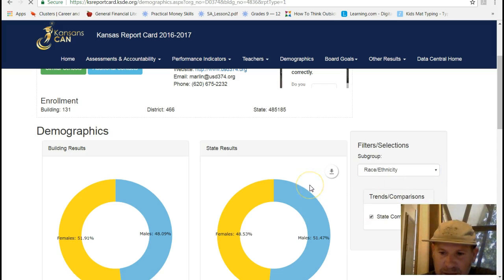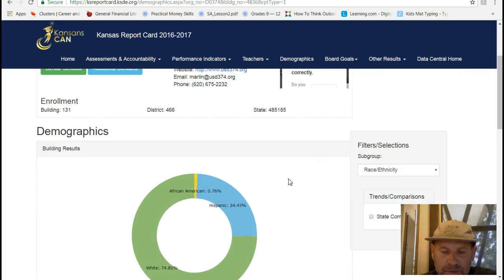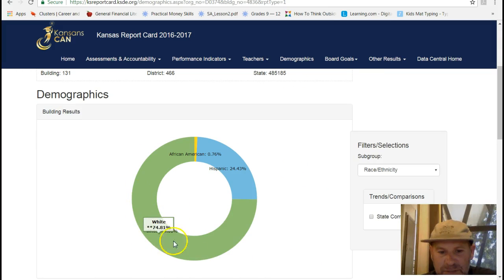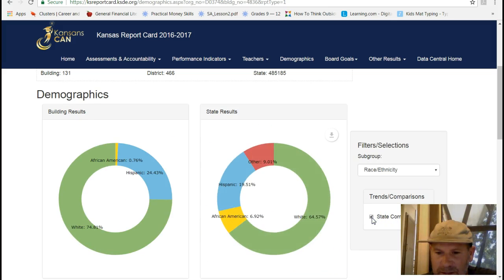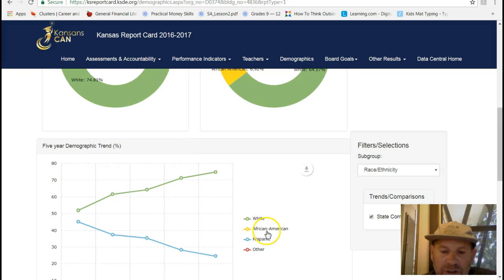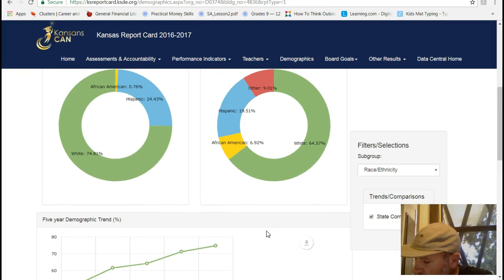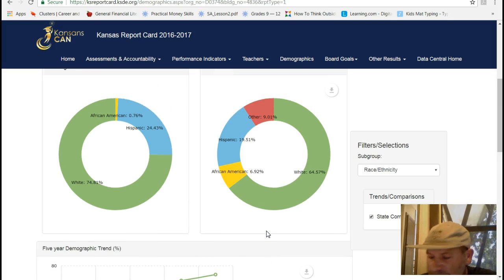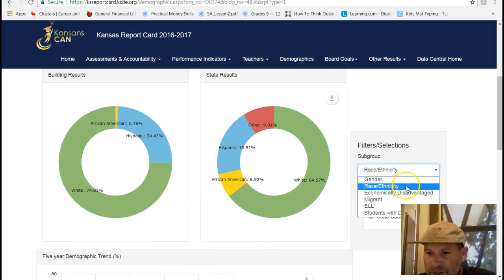Race, ethnicity, you will see here, when I go to the race, ethnicity, and the Hispanic population, we do have 74.81% are white, 0.76 African American, and then Hispanic 24.43. When we do that with the state comparison, let's see, I don't know why that's not coming up. There we go. See, we are considerably a little larger than the state population versus Hispanics, which we have 24.43, and Hispanic is 19.51 with the state. You will notice that when I pull up the home language, the ELL results as well, the bigger increase on that.